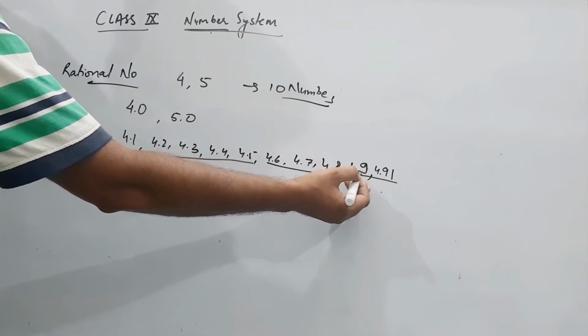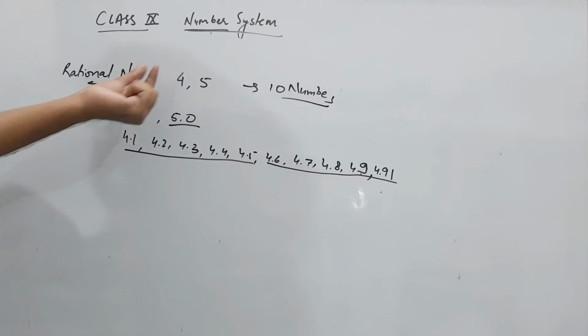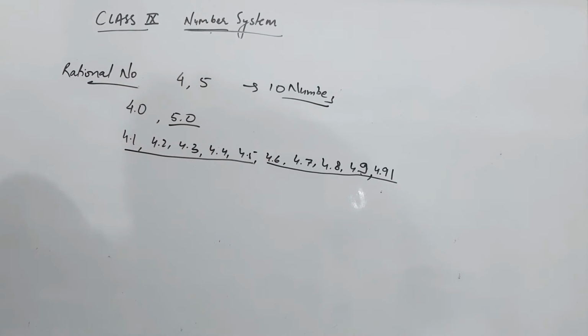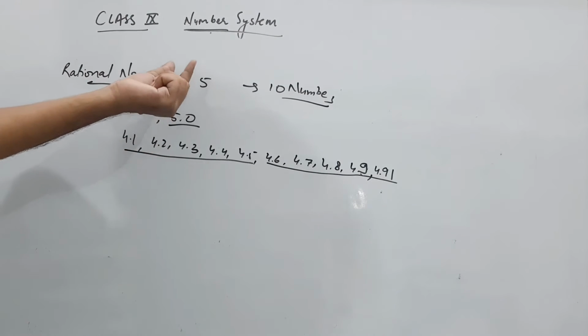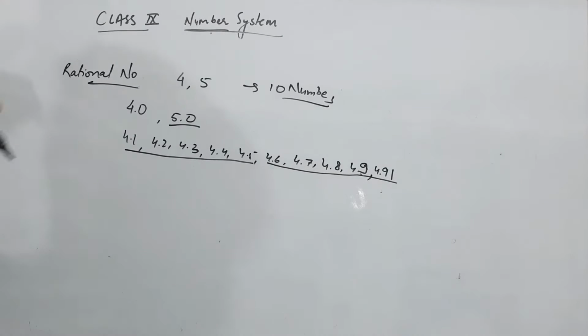4.91 is more than 4.9 as well as less than 5. So you have to write down numbers between 4 and 5. So these are the numbers, and these are rational numbers that are between 4 and 5.